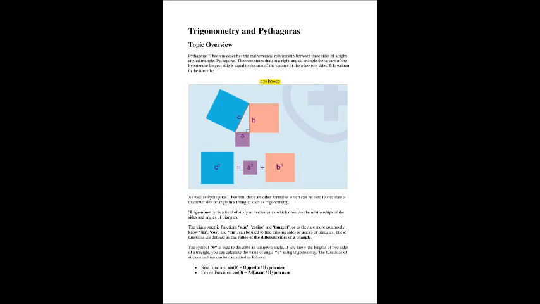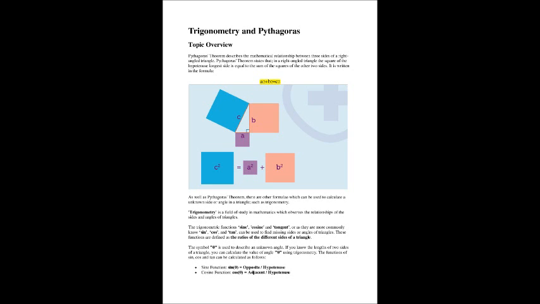Trigonometry and Pythagoras. Topic overview. Pythagoras' theorem describes the mathematical relationship between three sides of a right-angled triangle. Pythagoras' theorem states that, in a right-angled triangle, the square of the hypotenuse, the longest side, is equal to the sum of the squares of the other two sides. It is written in the formula, a² plus b² equals c².